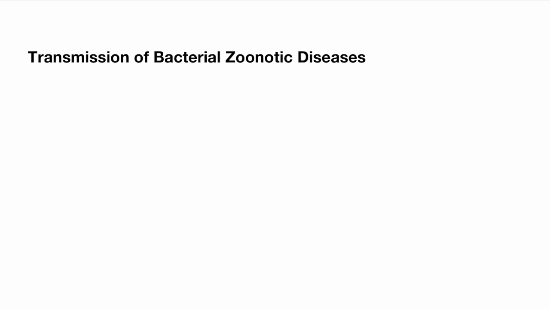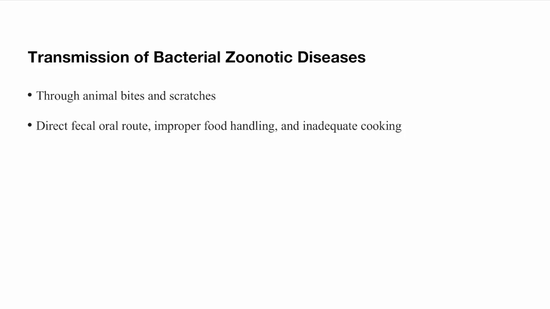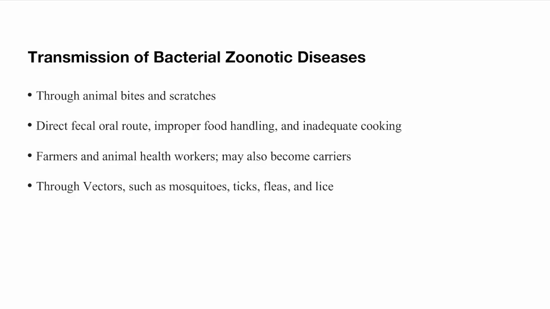Transmission of bacterial zoonotic disease is through animal bites and scratches. It can be through the fecal-oral route, improper food handling, and inadequate cooking. It could be to farmers and animal health workers, who, despite getting infected, may also act as carriers. Another very important transmission factor for bacterial zoonotic diseases are vectors such as mosquitoes, ticks, fleas, lice, etc. For example, mosquitoes can transmit tularemia, ticks can transmit Lyme disease, fleas can transmit cat scratch disease and plague, and lice can transmit Rickettsia prowazekii that causes epidemic typhus. We'll discuss almost all of these diseases later in the current presentation.